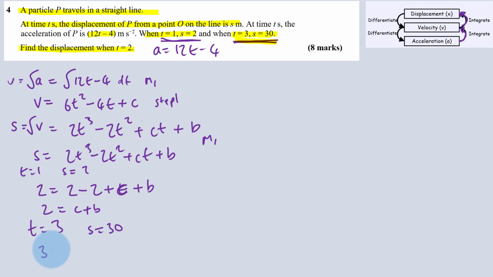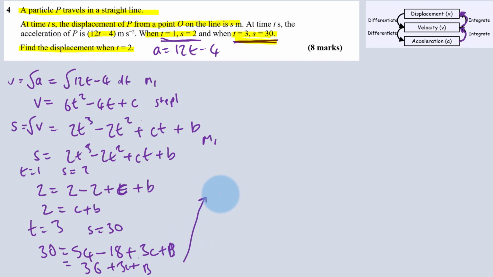So 30 equals 3 cubed is 27. 27 times 2 is 54. Minus 9 times 2 is 18. Plus 3c plus b. Or little b I should write. But you get the picture. So what do we get here? 54 minus 18 is 36. Plus 3c plus b.